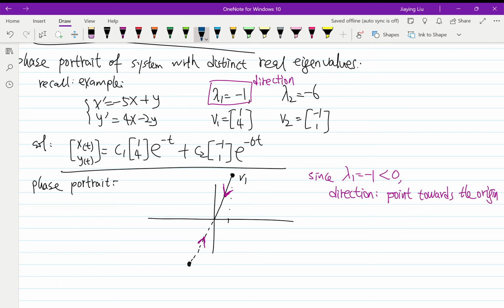And now we move on to the second vector, V2, and we're going to do the same thing. We're going to plot it, and then draw the arrow on that vector using lambda 2. So V2 is negative 1, 1. So that's going to give me this vector. And then lambda 2, since lambda 2 is equal to negative 6, again, that's less than 0. If it's less than 0, it's always going to point towards the origin. If it's positive, it's going to point away from the origin. So this is going to be towards the origin again.